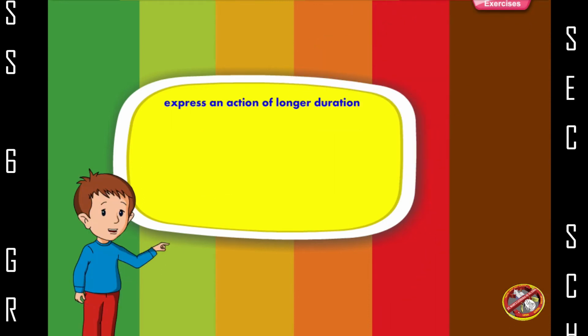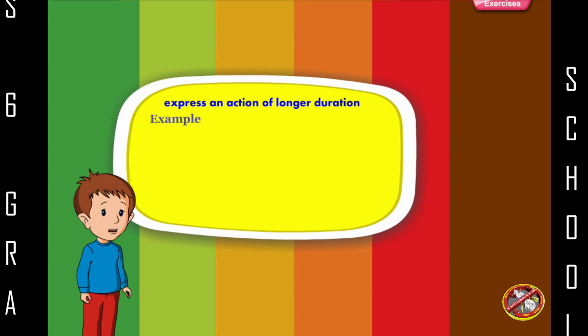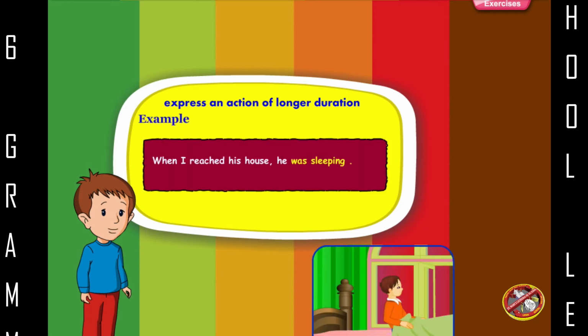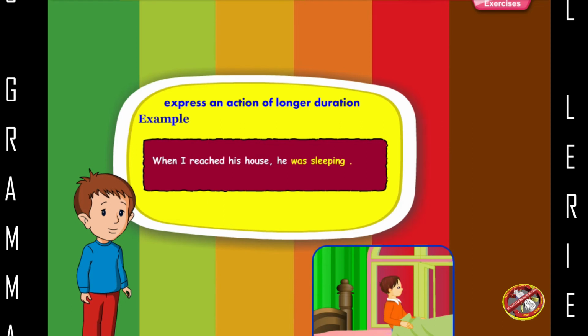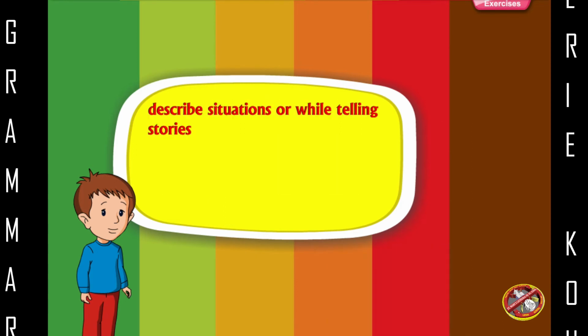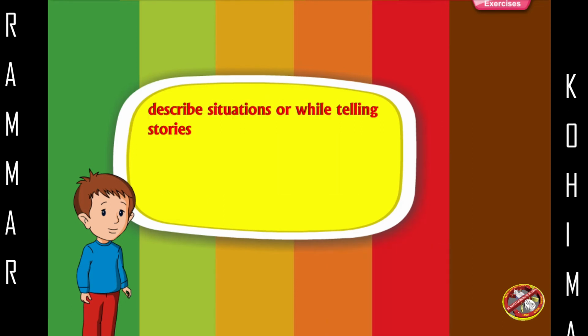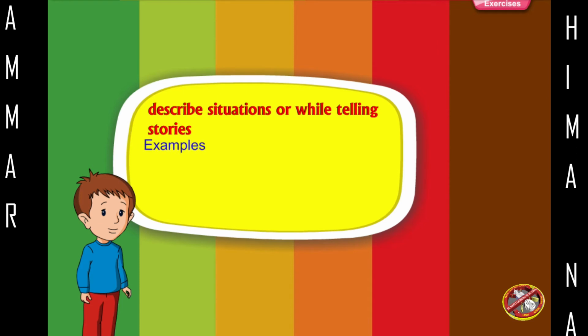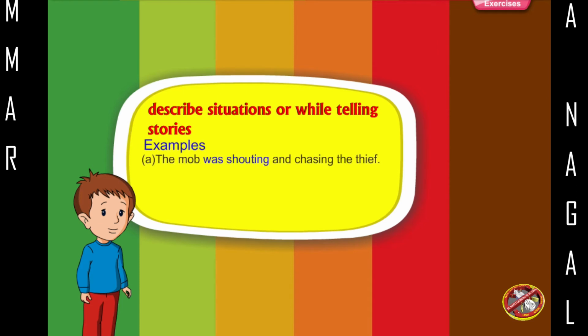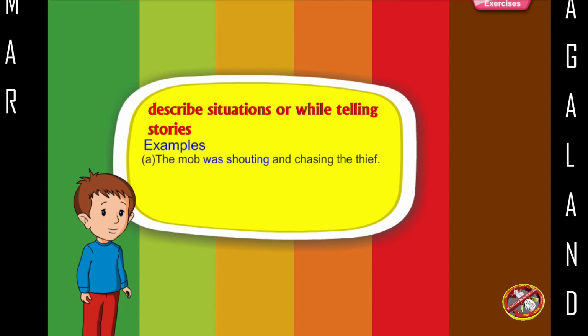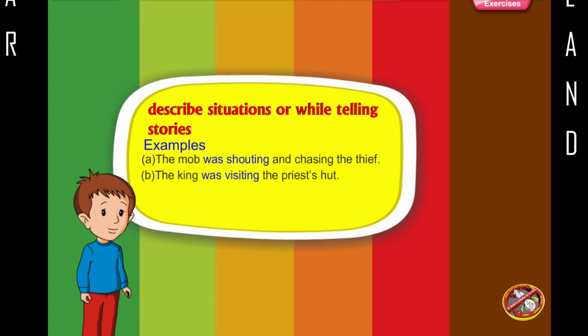Express an action of longer duration. Example, when I reached his house, he was sleeping. Describe situations or while telling stories. Examples, the mob was shouting and chasing the thief. The king was visiting the priest's hut.